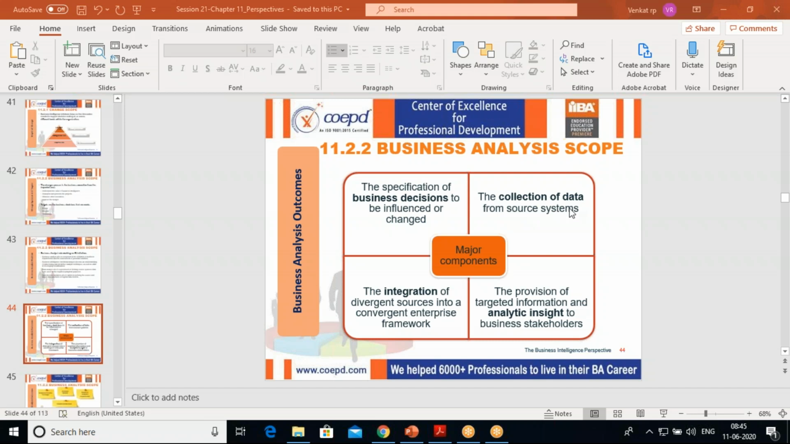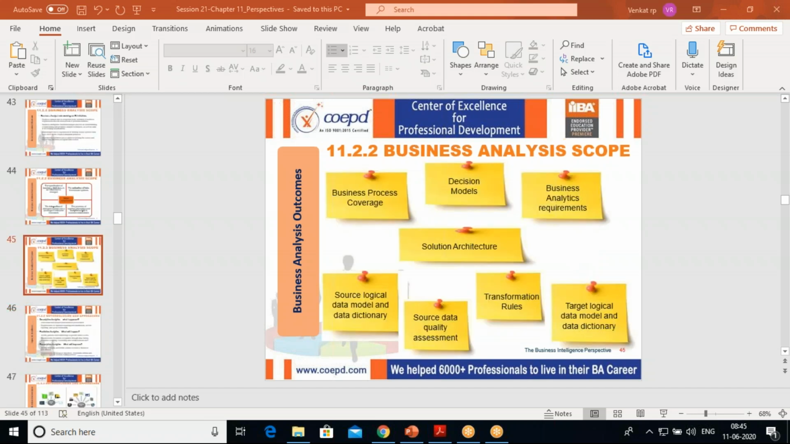Okay, and if you see the outcomes of it: the collection of data from the source systems, that is one component; the specifications of the business decisions to be influenced or changed, we have to list those out; and the provision of targeted information and analytic insight to business stakeholders, like which parameters they will be looking into; and the integration of divergent sources into a convergent enterprise framework. That means from where this information comes, what the sources are, where and how we are going to view it, to what extent, and in what details. All this will come under the business analysis outcomes.